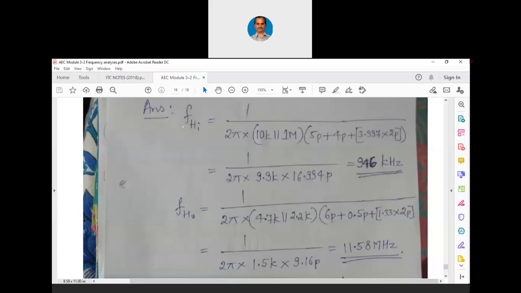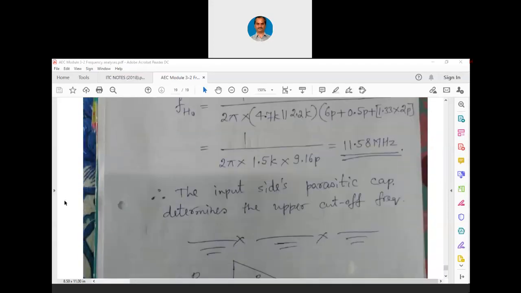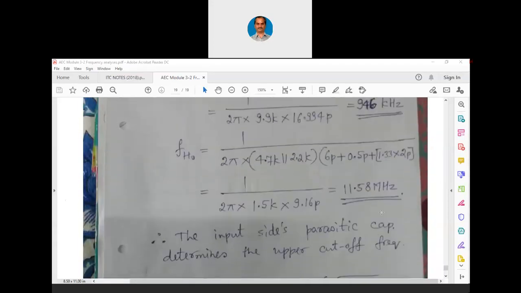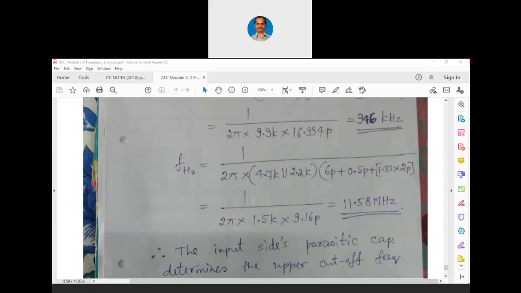Now my question is, can anybody tell me why this input side itself is predominant? You can see that the input side's parasitic capacitance determines the upper cutoff frequency, as I have told. So any answer?